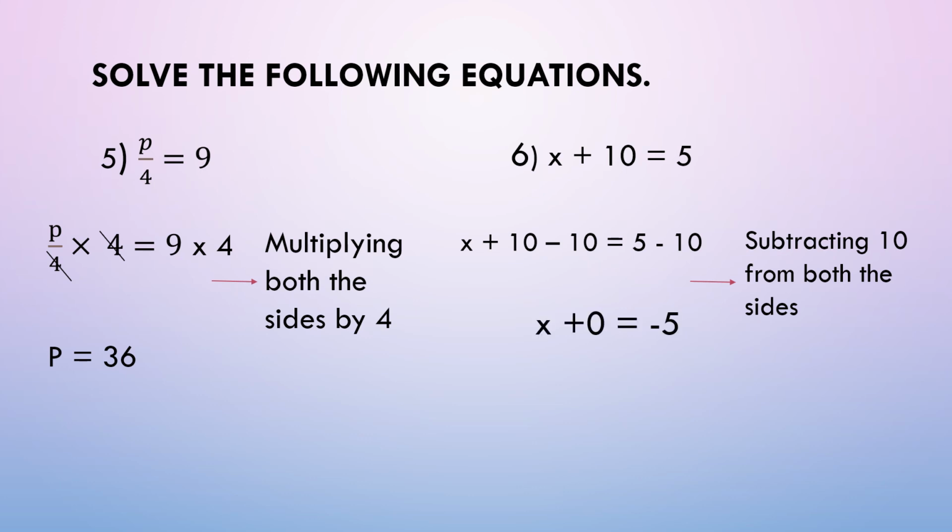Now see here, plus 5 and minus 10 is what? You have to do subtraction, right? So 10 minus 5 is what? 5. And 10 is the bigger number. Before that, which sign is there? Minus sign is there. So minus 5. So x is equal to minus 5.